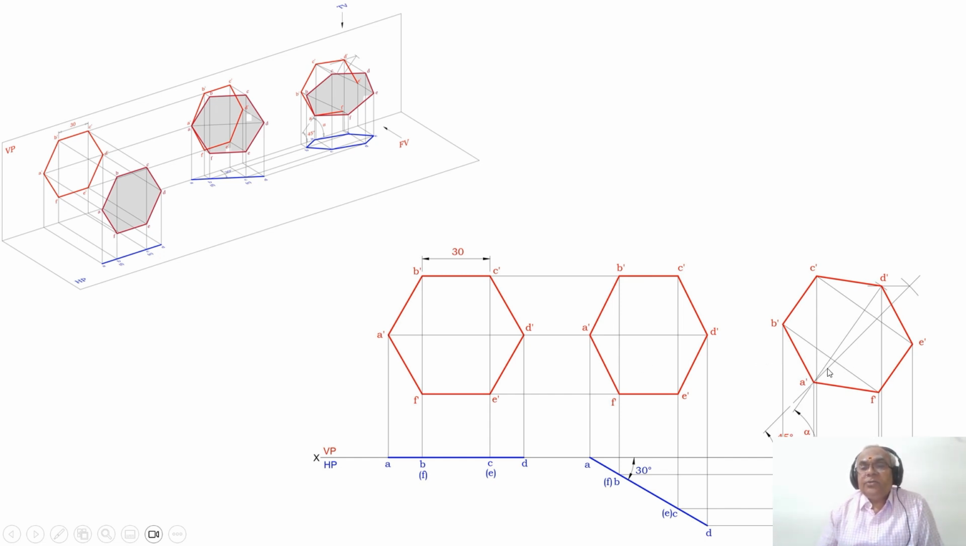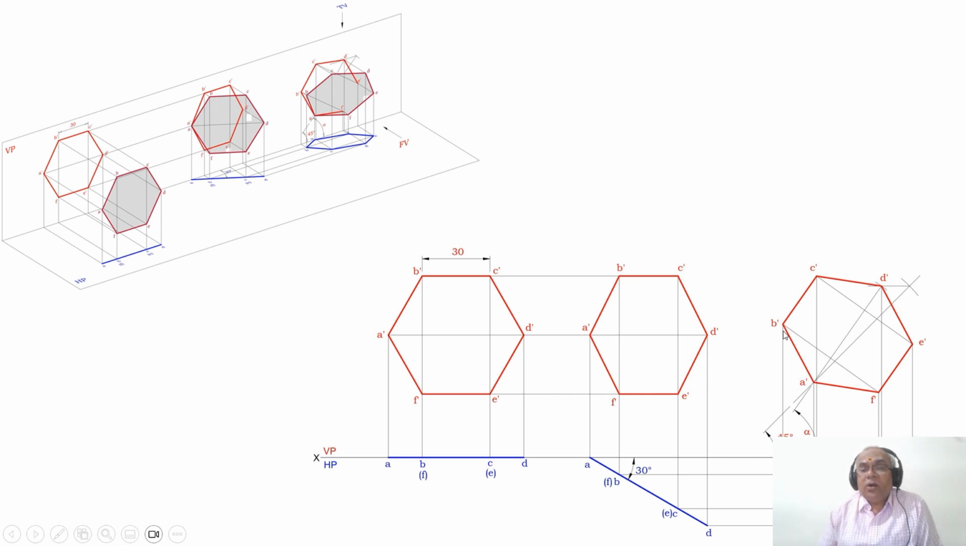Now what I need to do, once you get this point, with A dash as center, take the distance from A dash to this point, which is the same as from D dash to this point. So from A dash, you cut an arc on that alpha inclination line. Similarly, from D dash also, you cut it on this alpha inclination line. Through this line, using the protractor, you measure an angle of 90 degrees and mark that point with reference to A dash D dash.